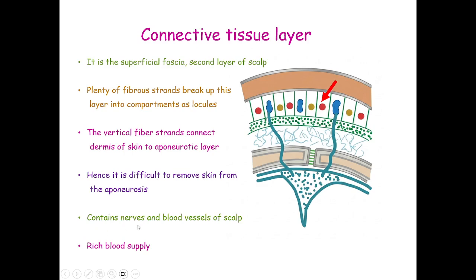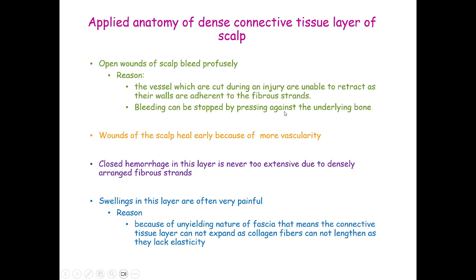This layer contains nerves and blood vessels of the scalp and it is having rich blood supply. So you can make out in the locules the blood vessels and nerves are present which are innervating and supplying blood to the scalp. Open wounds of the scalp bleed profusely. Why? The vessels which are cut during an injury are unable to retract as their walls are adherent to the fibrous strands. Bleeding can be stopped by pressing against the underlying bones.